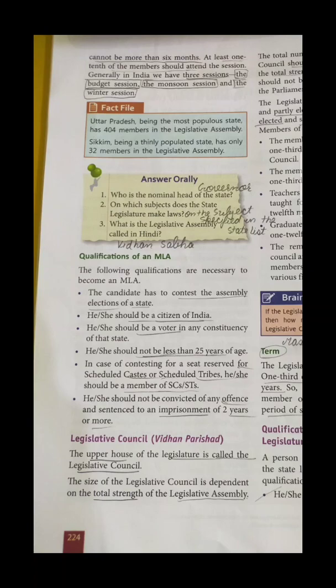The second one is that the candidate has to contest the assembly election for the state. Definitely he has to contest the assembly election. If he does not contest the election, how can he become an MLA? Because in the election procedure, the MLA is chosen directly by the people. Moving further, the third one is that he should be a voter in a constituency of the state.